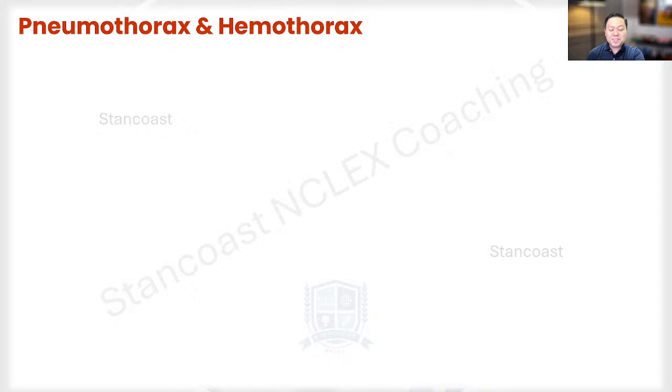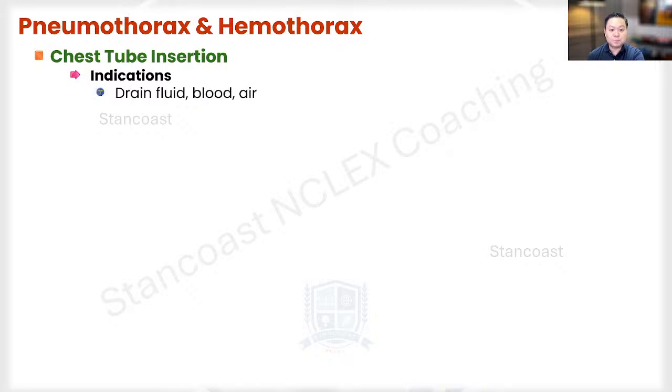Now, what we're expecting again is chest tube insertion. This is going to be placed into the pleural space, and the uses of this chest tube insertion include the reestablishment of the negative pressure. It will also drain the fluid, the air, the blood, and it can also facilitate the lung expansion.